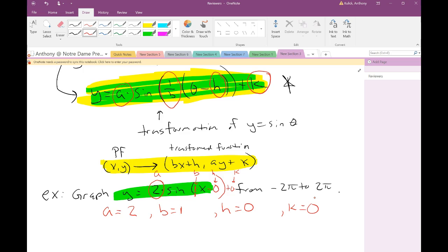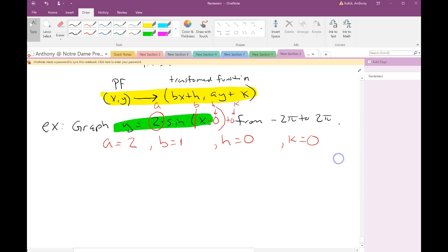Correct. Julia asked if there was no coefficient in front of sine, if it was just like sine of yada, yada, yada, that would mean that the A value was 1. Correct.